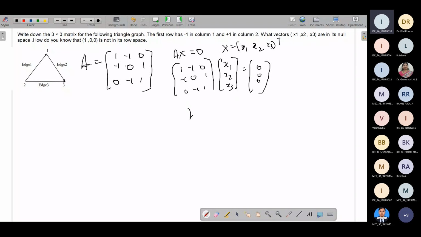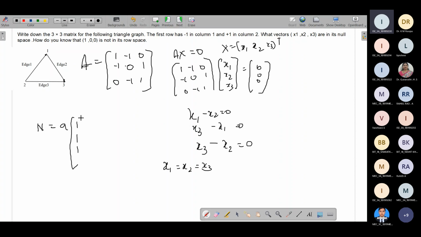Next, if we find the equations, we'll get x1 minus x2 is equal to 0, x3 minus x1 is equal to 0, and x3 minus x2 equal to 0. If we solve this, we'll get x1 is equal to x2 is equal to x3. So finally, the null space N will be equal to some constant a into 1, 1, 1, because the null space is always spanned by the vector 1. So this is finding the null space.